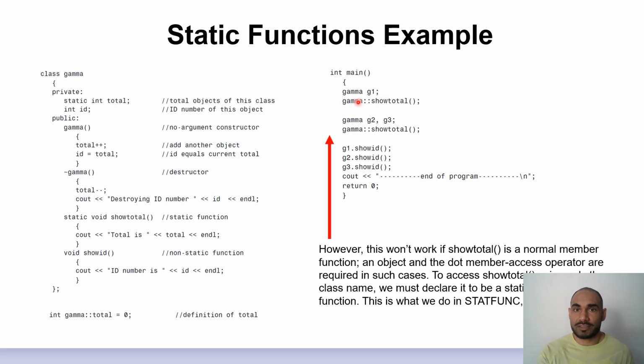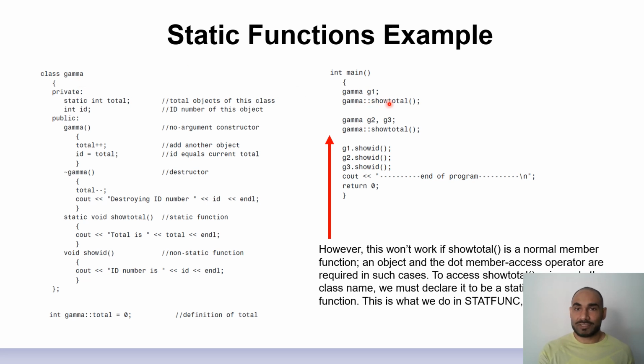That's because when this first line is executed, the constructor would be executed and total will become 1. When this line is executed, this constructor would be executed 2 times and total will become 3. And when this line is executed, it will say total is 3. Well, you might be questioning, how can we call a function like that? This is a perfectly valid statement. In this case, we are calling a static member function of gamma class.